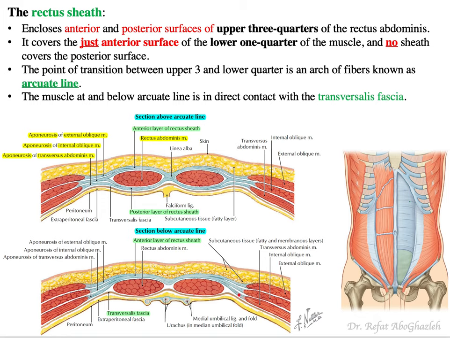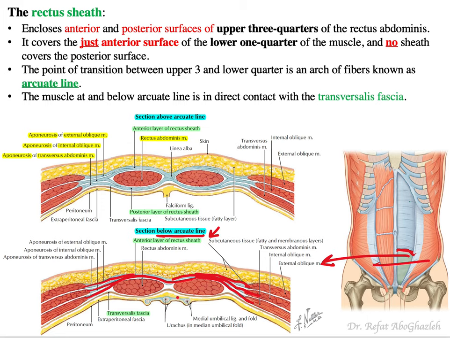However, at this region, guys, look what happened. There is a defect here below this arcuate line. Let us take a cross section here below this line. Here's the section below the arcuate line. Look at it here, guys. All the aponeuroses of all muscles shifted to the front. Already we know that the aponeurosis of external oblique is anterior. And look at the transversus abdominis, the aponeurosis of it shifted anteriorly to the muscle. And look at the internal oblique muscle in the middle. Also, all the aponeurosis shifted to the front of the muscle.